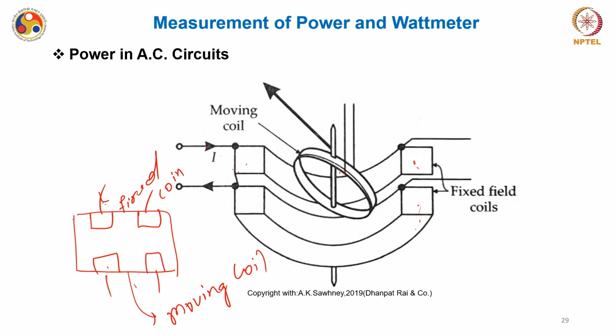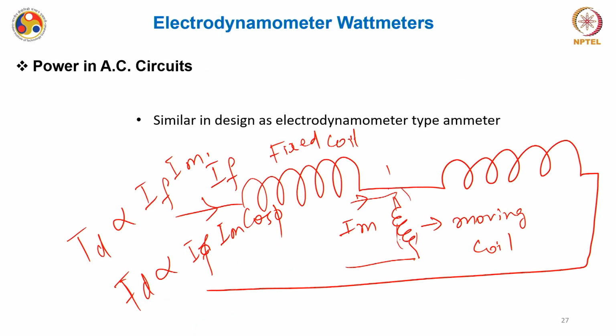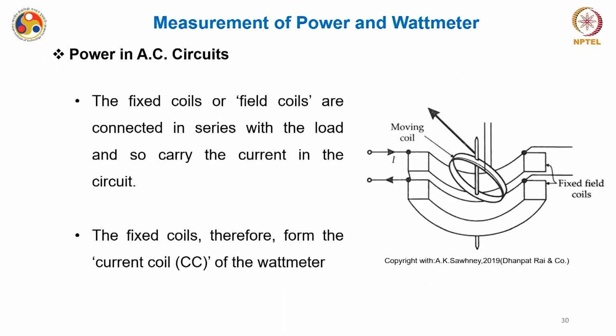So if I want to redraw it, or modify our previous drawing, this is say C1 C2 from the fixed coil, and this we call P1 P2. C1 C2 is for current and P1 P2 is for voltage. The fixed coil, sometimes also known as the field coil in the case of wattmeters, is connected in series with the load and so carries the current in the circuit.